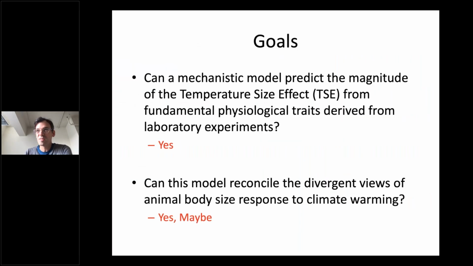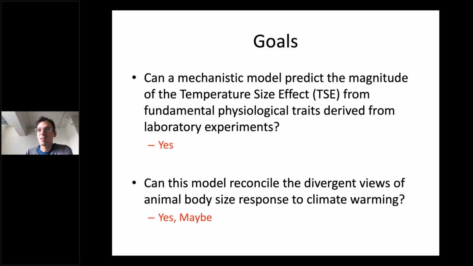So what I'd like to do is take a different approach to this same question and ask whether we can start from basic physiological principles to derive a mechanistic model that predicts the magnitude of those temperature size responses, the effect of temperature on body size that we saw in the previous slide, from those more fundamental measured physiological traits that we get from laboratory experiments. And for those of you who can't stick around to the end of the talk, spoiler: the answer is yes, we can do that. Whether the model reconciles those two divergent views is yet to be seen, of course. I would like to advance the answer that yes, it can. Maybe not completely, but it's at least a step toward reconciling that debate. So that's my take home for those who can't stick around.